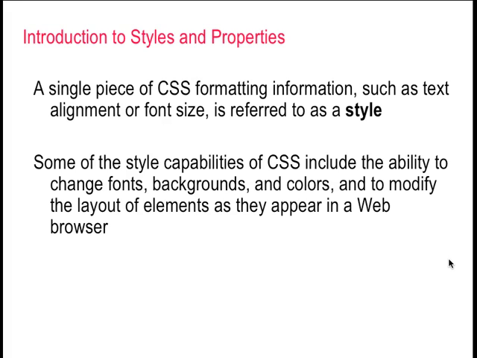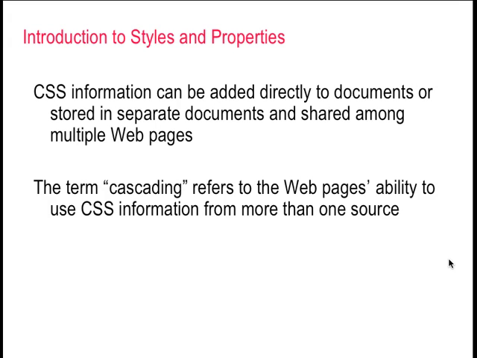So some of the style capabilities include the ability to change the fonts, the backgrounds, colors, and modify the layout of the elements that appear in the browser. The information can be added directly to the page, or it can be stored in a separate file. And if it's stored in a separate file, you can share it among many different pages, which is why people take that route. So here's what ends up happening. You get a web development team, somebody comes up with the CSS. It's an external file. And the CSS has a particular font that is preferred, particular colors, particular sizes, particulars about the whole entire document format.